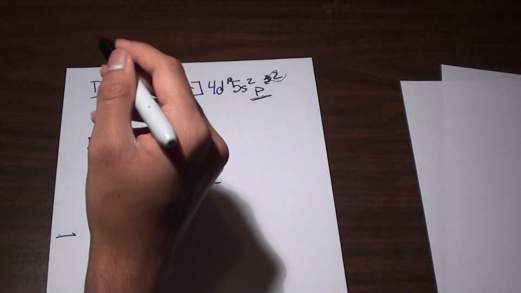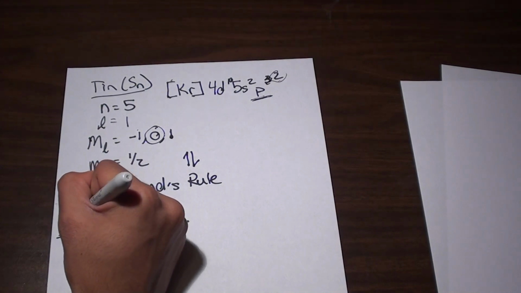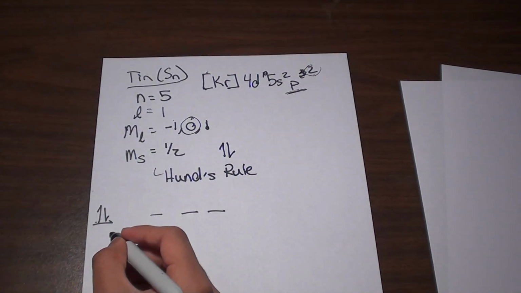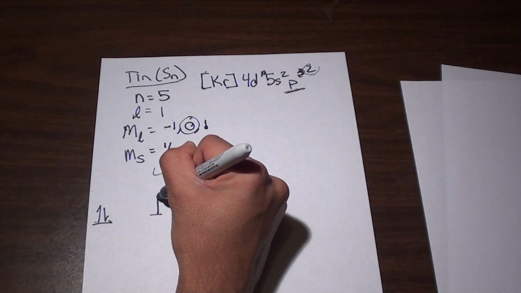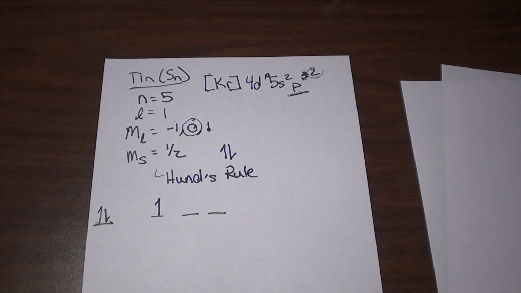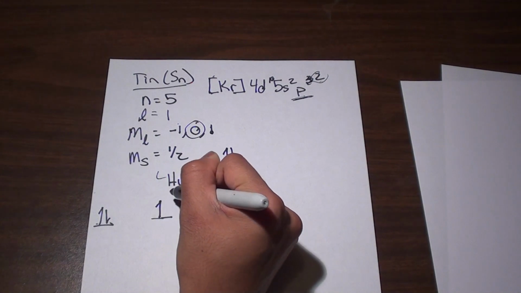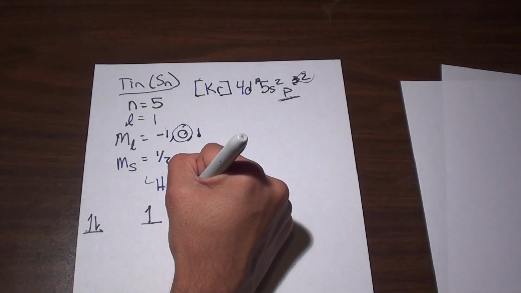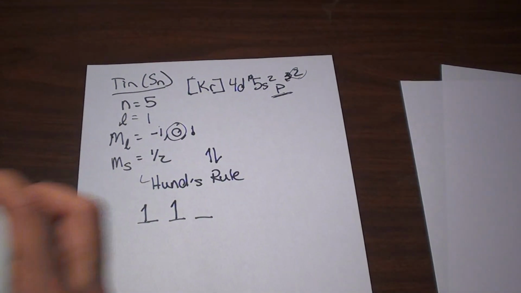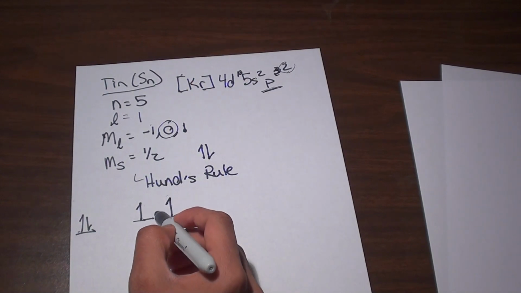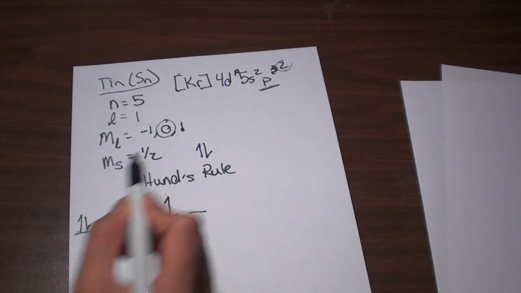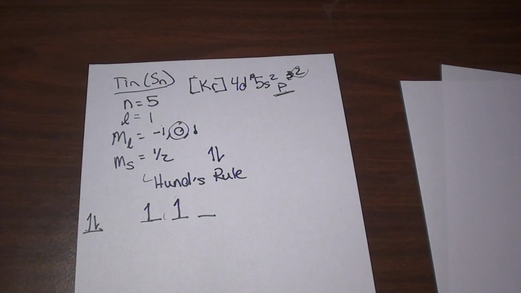So tin has 4 valence electrons. The first 2 are going to fill up the S right there. But then the next 2, one is going to go right there, up, because we always go up first. And while we might be tempted to put one down right next to it, we're just going to put the next one up. Because we always put positive first, that's where we get our +1/2 from.